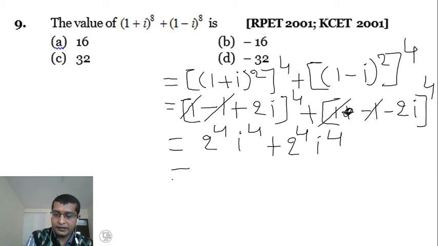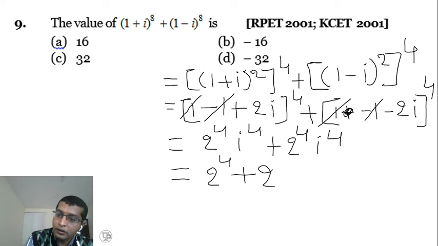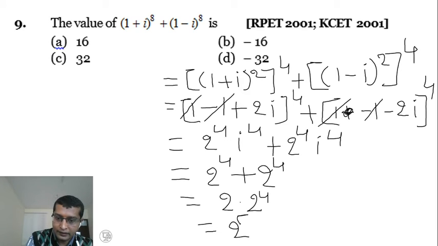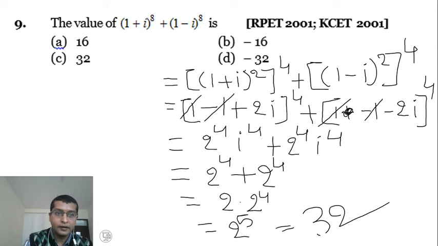Yes, in the next step I take 2 raised to 4, i raised to 4. i raised to 4 can be written as i square into i square, which is going to be plus 1, and here it is 2 raised to 4. So 2 raised to 4 repeated 2 times, that is 2 times 2 raised to 4, so we get 2 raised to 5. Yes, 2 raised to 5 is 32, therefore the correct option is C here.